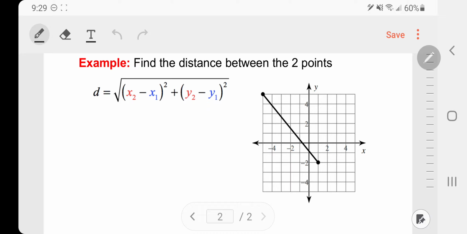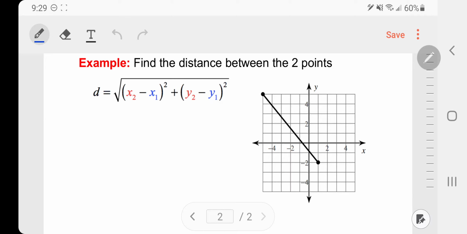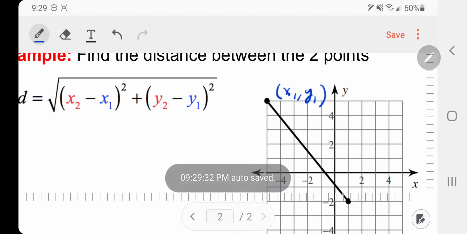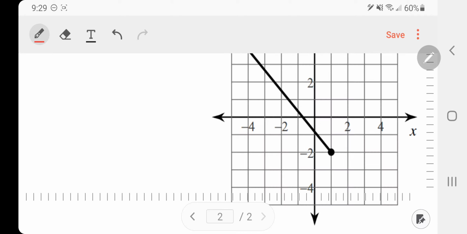Okay, so given this graph, we have our 2 points here. First thing I want to do is label my 2 points. Up here, I'm going to call this my x1 and my y1, and that coordinate is -5, 5. Then down here we have our second coordinate, so I'm going to label this my x2 and y2, and that's the point 1, -2.